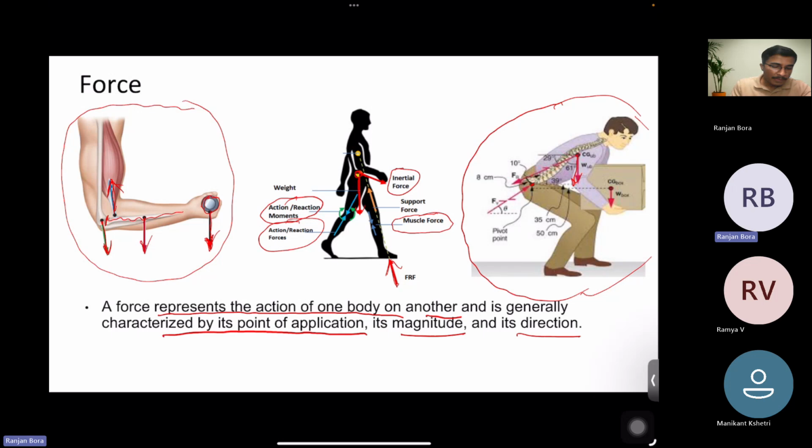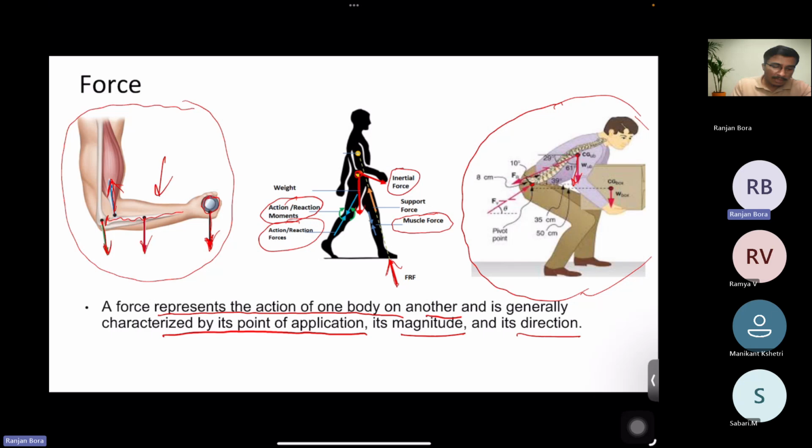Like these forces on this hand are acted on by this body, which is the dumbbell. So to have a force, we require two bodies. One gives the action force, and another gives the reaction force. And one more point is that force is a vector quantity. So what is a vector quantity? What is a vector? I will explain next.